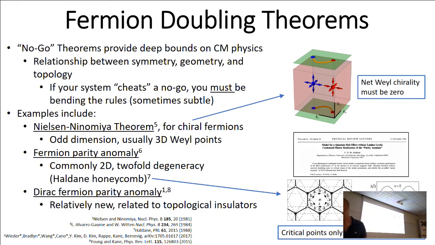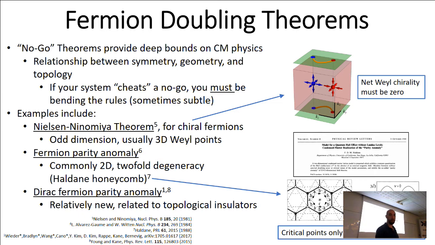And so these theorems, sometimes referred to as no-go theorems, provide bounds on the kinds of phenomenology that you can see in condensed matter physics. Basically, they are a relationship between the geometry of your system, whether it's some 2D or 3D system, whether it's periodic, like a crystal, whether there's some set of symmetries that protects these points, and whether there are any close by topological features.